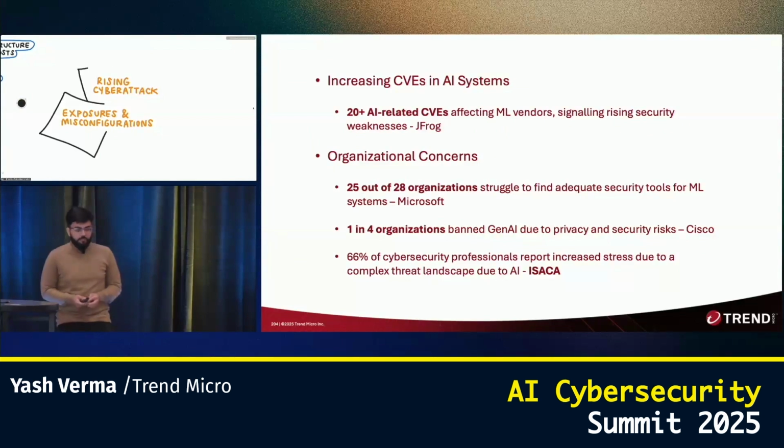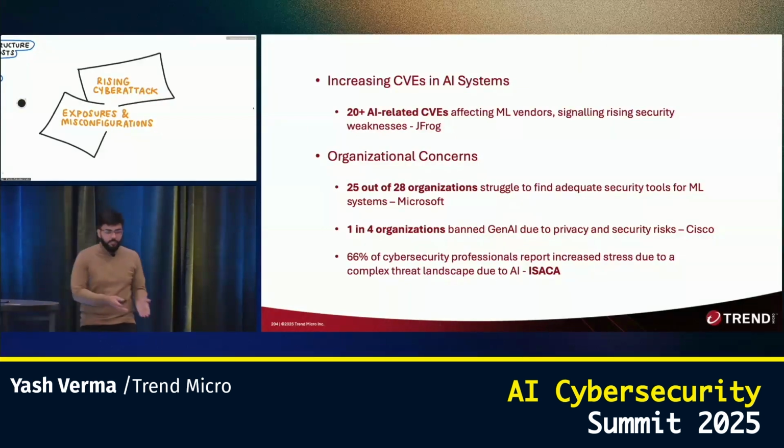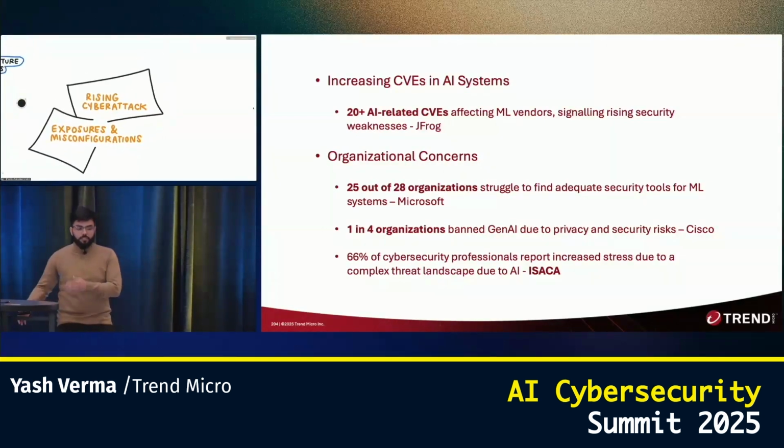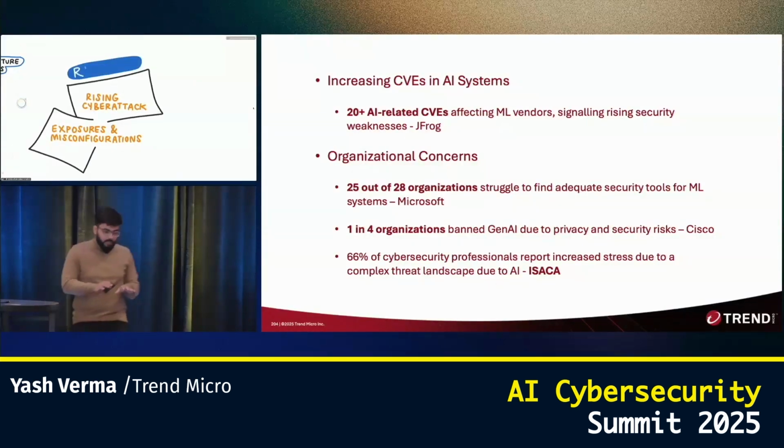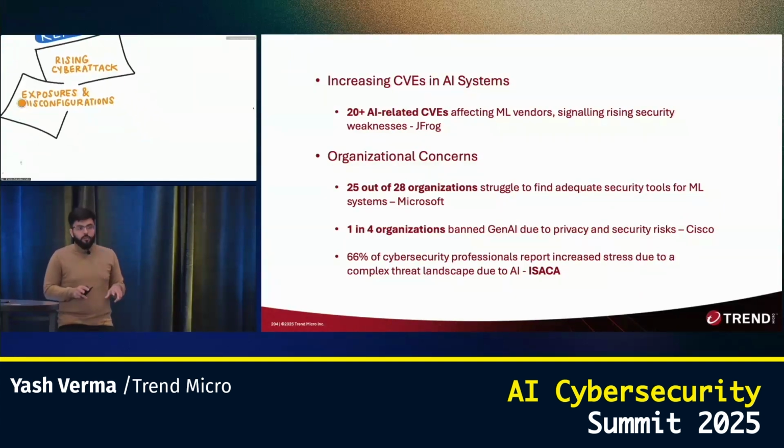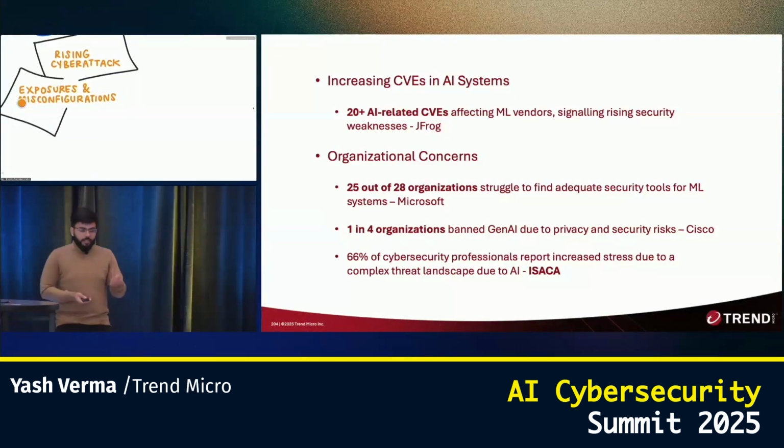One more concern that I feel is important is the increasing CVEs in AI systems and libraries. As reported by JFrog, there are almost 20 plus AI-related CVEs already, affecting all the ML vendors. And I was just reading about one more library, TensorFlow. It had a whopping 426 CVEs in just the past few years. So this can be a rising concern, especially for your public-facing AI application.